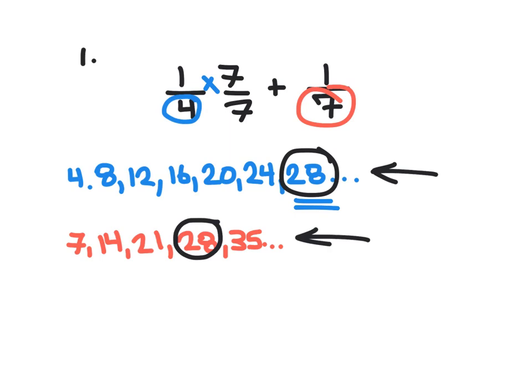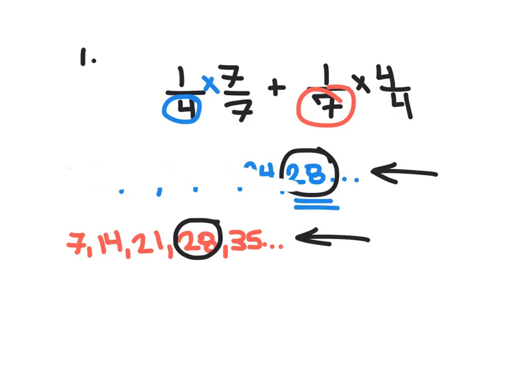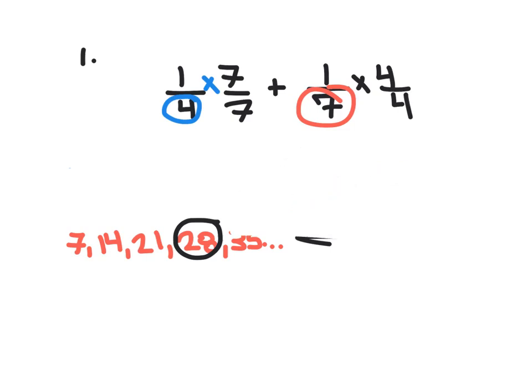And I can multiply by 7/7 because that is the same as 1. 7 divided by 7 is 1, and when I multiply by 1, I do not change the original number I start with. Now I'm going to move on to my second fraction of 1/7. I know that 7 times 4 gives me 28, so I'm going to multiply 1/7 times 4/4.